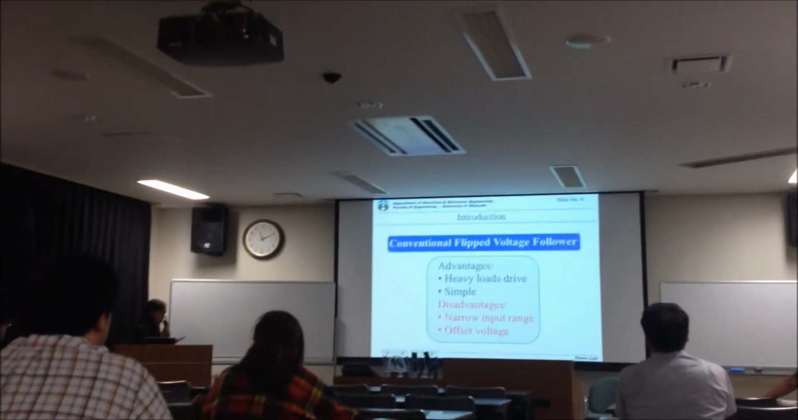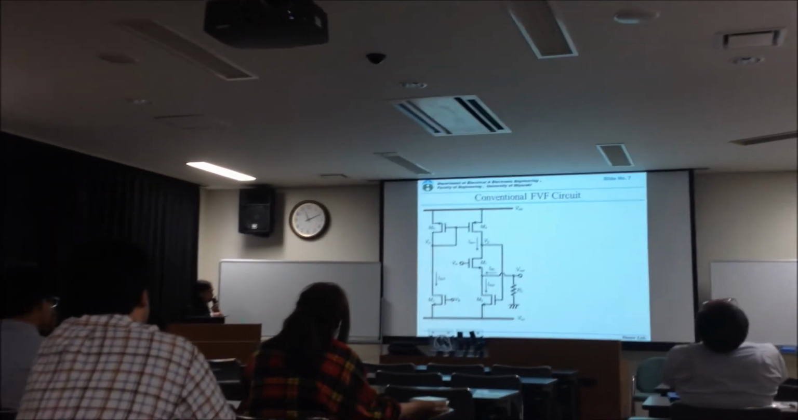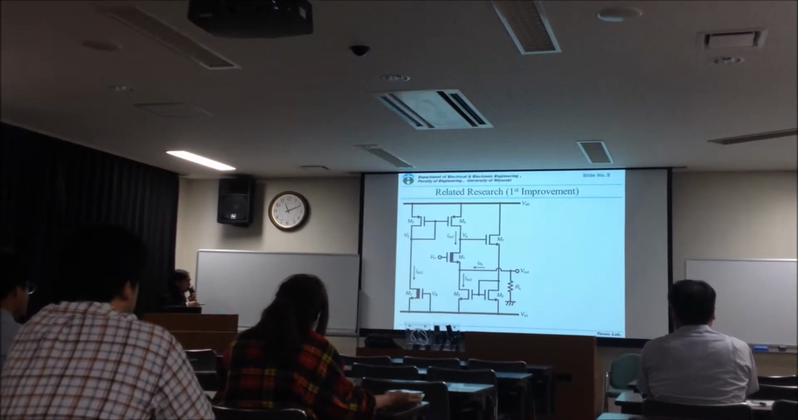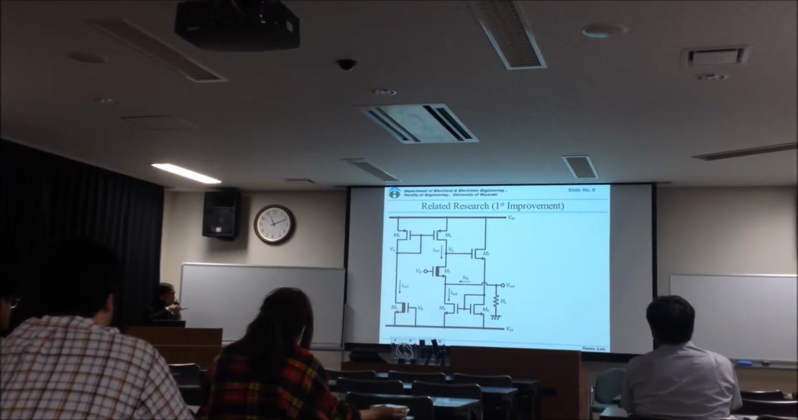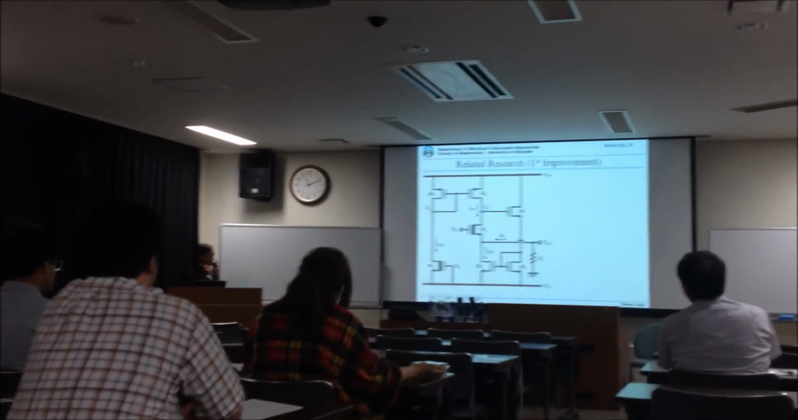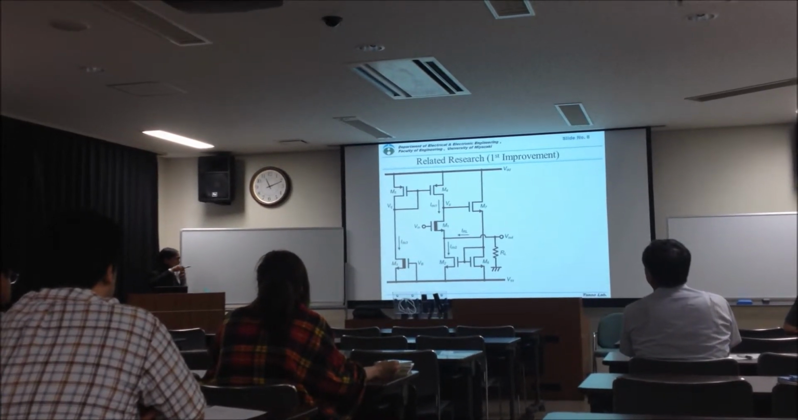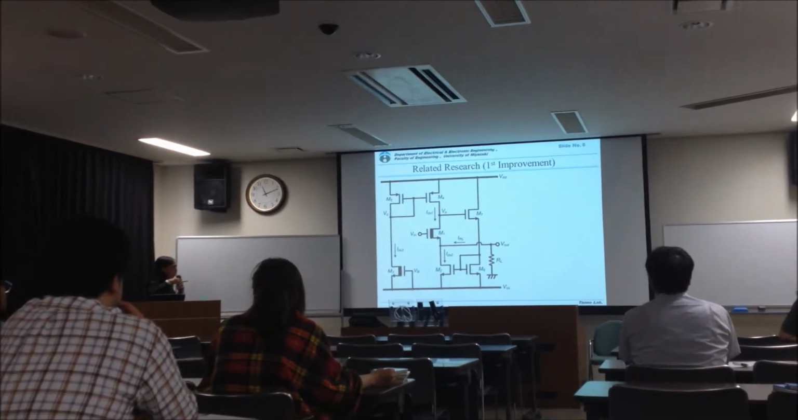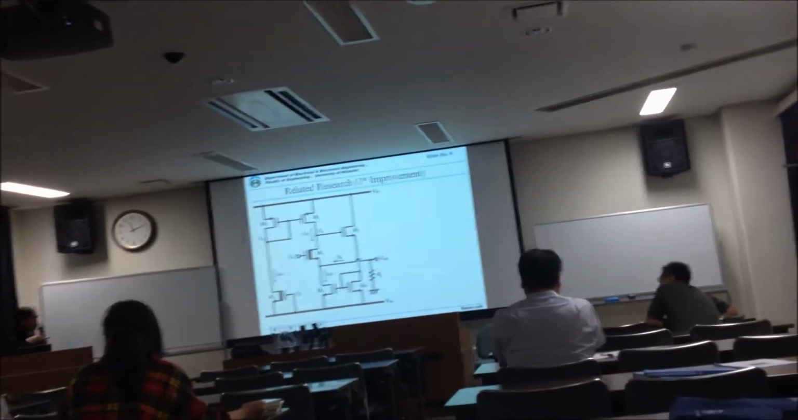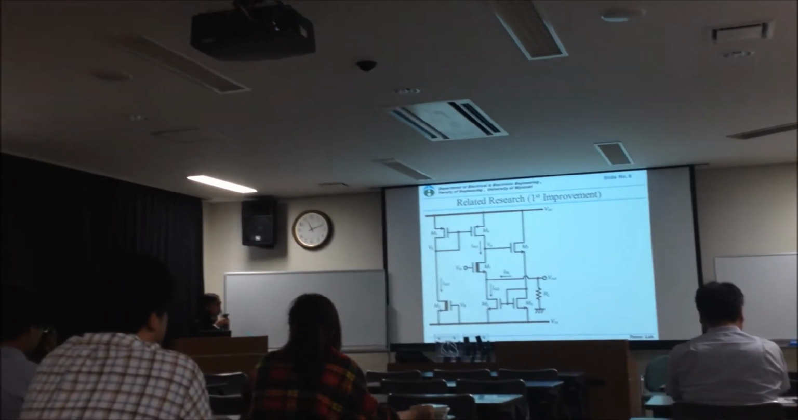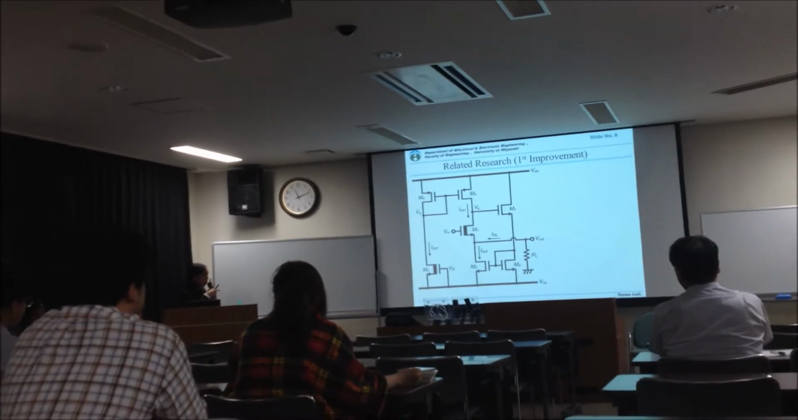Actually, the first problem is narrow input range and offset voltage. And this problem can be solved using this research. This is the previous research of a WDV student. Using this circuit, the problem can be solved. However, this depletion MOSFET cannot be implemented in standard CMOS process. So this circuit will need higher cost if we fabricate.